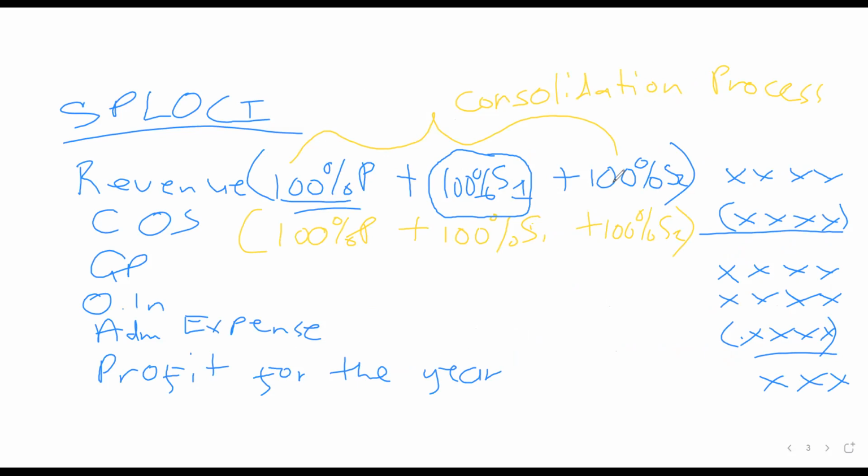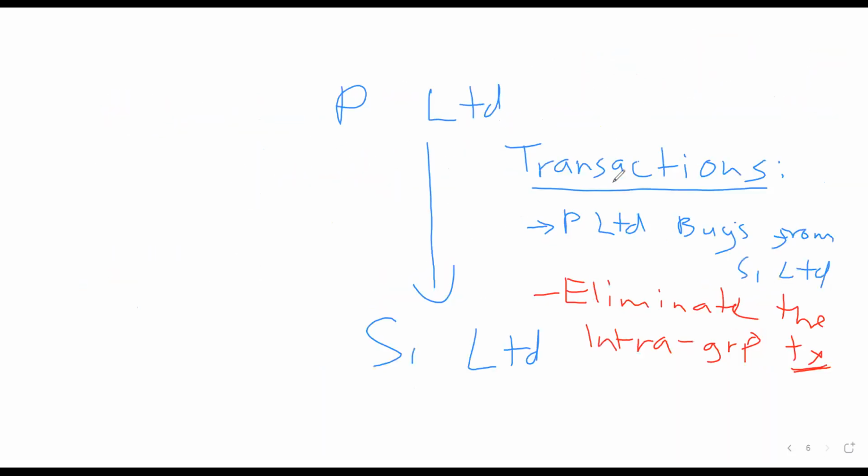The reason we have to eliminate the intra-group transaction is that when we report our group financial statements, we cannot profit from ourselves. The group company cannot make profit out of itself. We are only expected to make profits with third parties. So the transactions we present in our group financial statements should be transactions we've entered into with third-party entities, not with ourselves. That is why we need to eliminate the intra-group transactions when we produce our group financial statements.